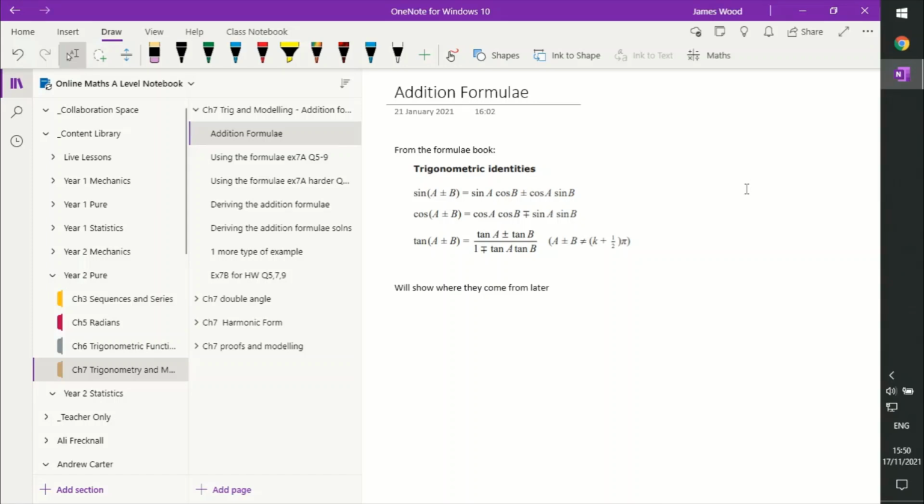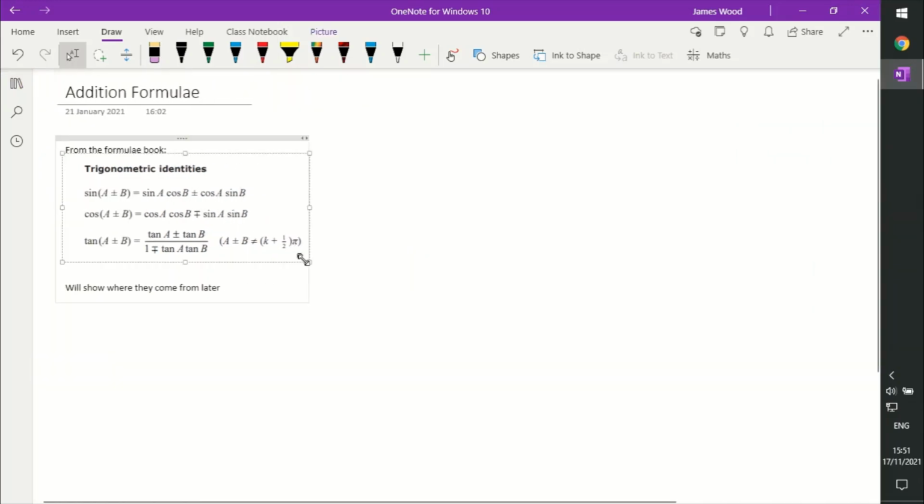In this chapter, which is chapter 7 of year 2, we're going to look at some more trigonometry and some more applications of trigonometry too. The first thing we're going to have a look at is something called the addition formulae. Now the addition formulae, they're given to you in the formula book.